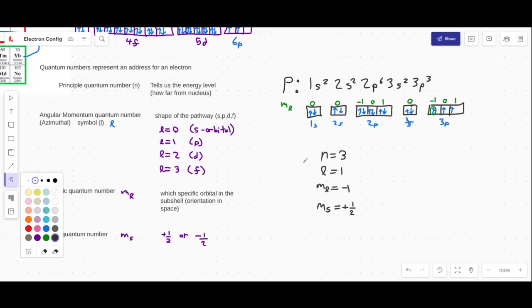So you see, this set of 4 quantum numbers tells you the address, not the exact location, but it tells you the location of the electron within the atom. So, for example, this is kind of like with your address, you have a state, you have a city, you have a street, and you have a street number.